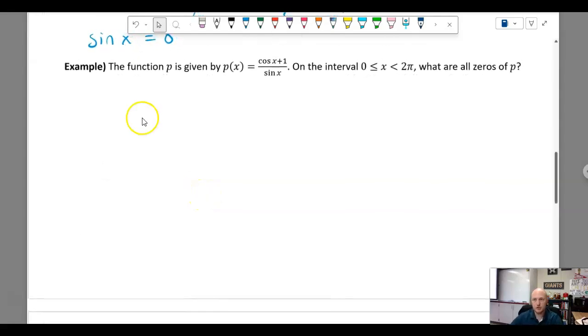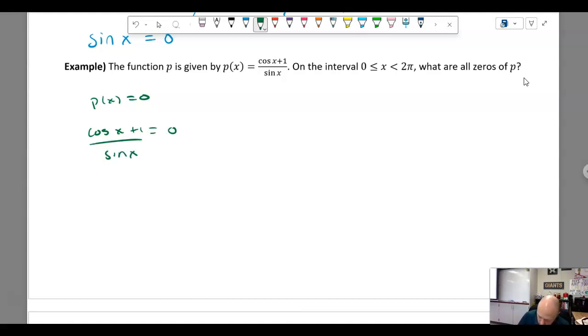Let's look at example number 2. The function p is given by p of x equals cosine x plus 1 divided by sine of x on the interval 0 to 2 pi. What are all the zeros of p? So the same question. We want to set our function p of x equal to 0, which is cosine of x plus 1 divided by sine of x equals 0. Again, for zeros of a rational function, we only worry about the numerator. Where is cosine of x plus 1 equal to 0? We can subtract 1 on each side, and we get the solution cosine of x equals negative 1. So again, here I have pi.